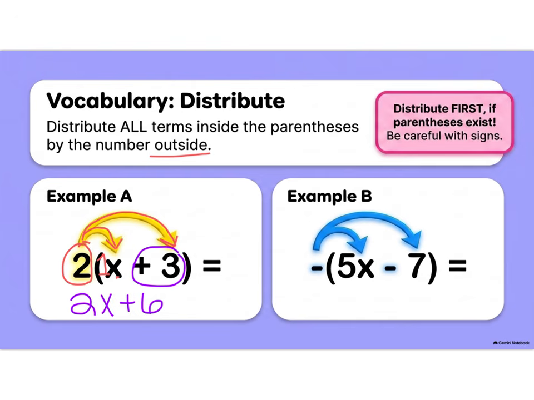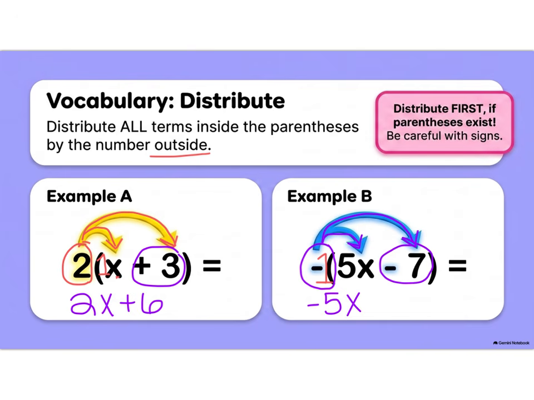And then for this next example, I only have a negative in front. So when that happens, just know that I have an invisible 1 right before this parentheses. So what I'm actually distributing is a negative 1. So I do negative 1 times 5x and negative 1 times negative 7. So negative 1 times 5 gives me a negative 5, and then with the x, and then make sure that I'm multiplying that negative 1 by that negative 7.